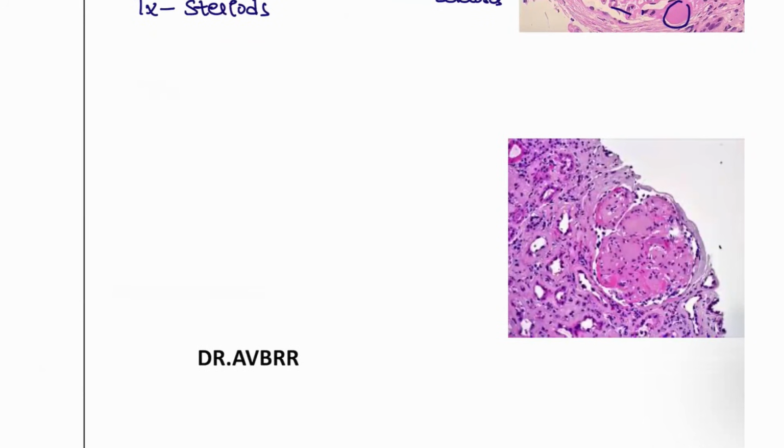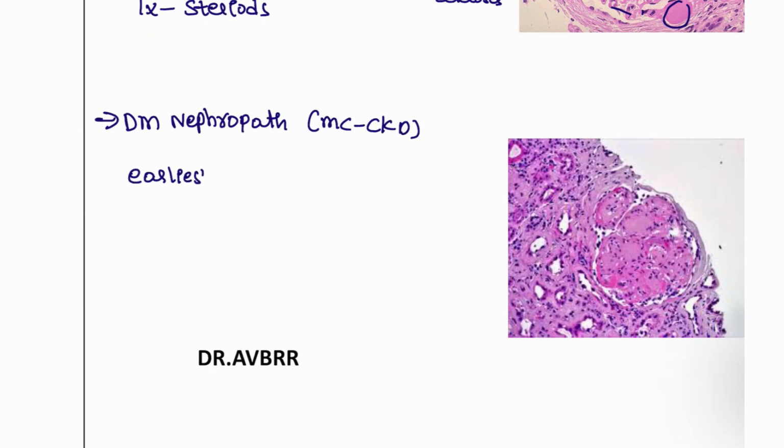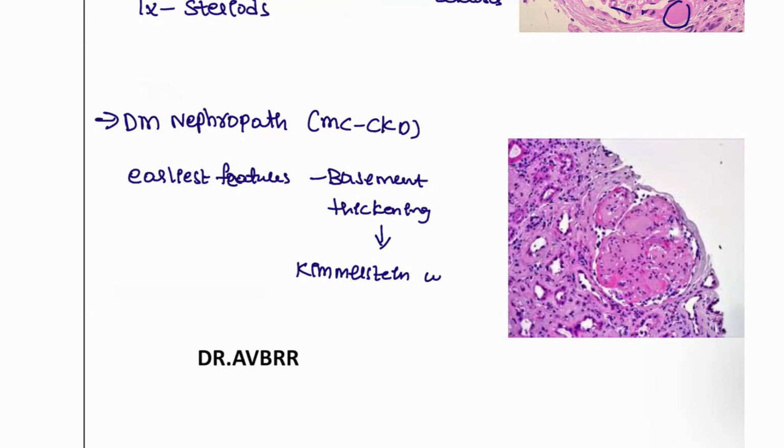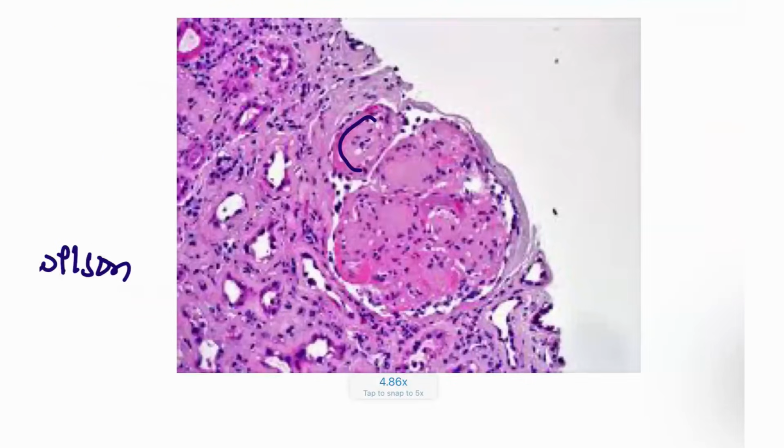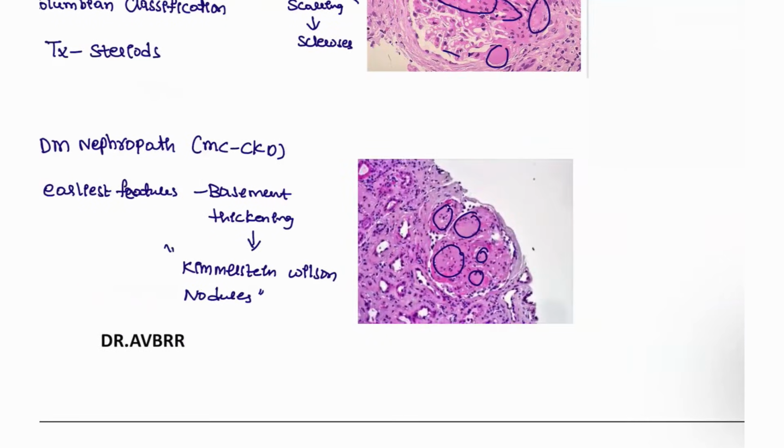Next, here you can see this is diabetic nephropathy. Diabetic nephropathy is the most common cause for CKD patients. What happens? The earliest feature in these patients will be basement membrane thickening. Then progressively it is going to cause Kimmelstiel-Wilson nodules to be seen. In this picture here you can see these nodules, which are seen in patients with diabetic nephropathy as a feature.